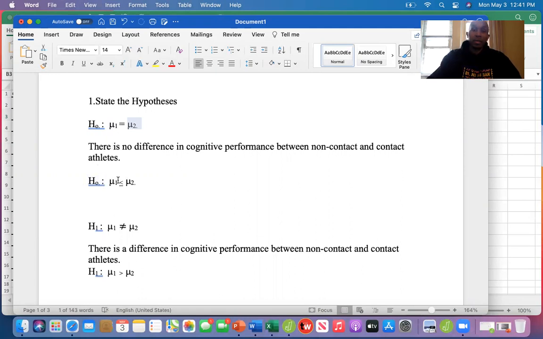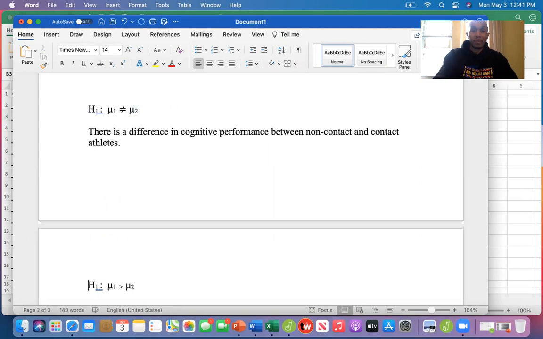If we were running a one-tailed test, we would write this as population mean 1 is less than or equal to population mean 2, basically saying that the non-contact athletes are going to perform worse than or equal to the contact athletes. Basically, you're giving space for all results other than the alternative, which would say that the non-contact athletes are performing better than the contact athletes. Talking about a one-tailed test.